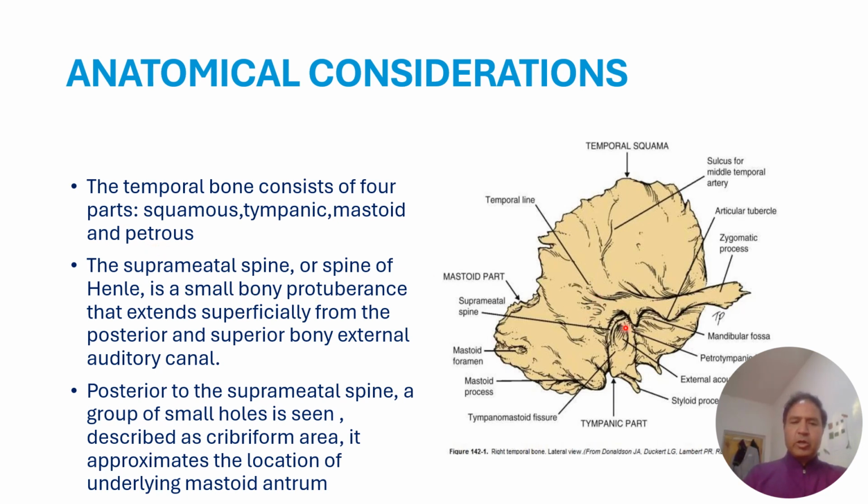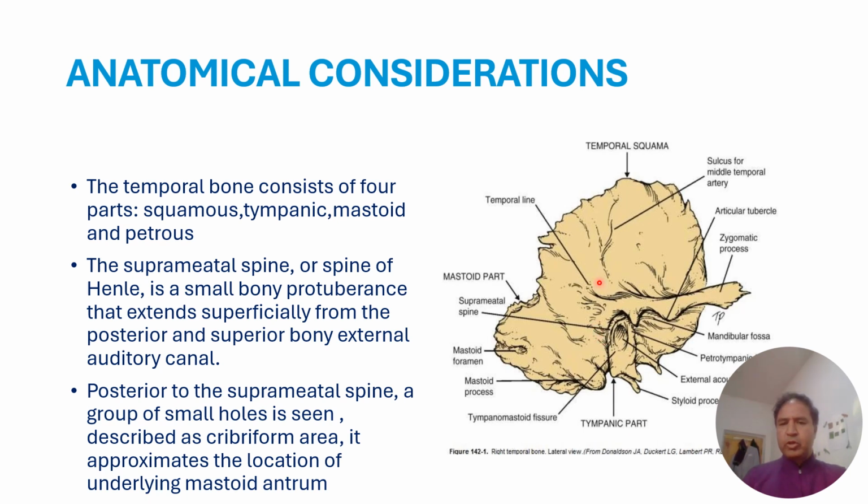The suprameatal spine, which is this, is a small bony protuberance that extends superficially from the posterior and superior bony external auditory canal. Posterior to the suprameatal spine is a group of small holes, described as the cribriform area. It approximates the location of the underlying mastoid antrum.